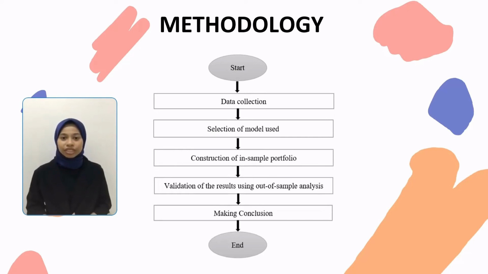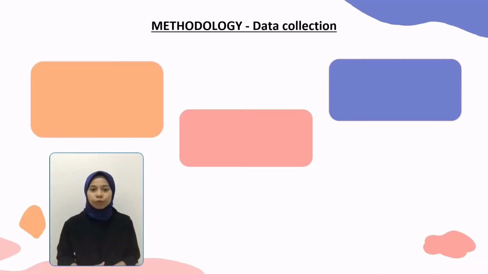This is the flowchart of this study. Start with data collection, selection of model use, construction of in-sample portfolio, validation of the results using out-of-sample, and lastly, making conclusion. We proceed to the next page, which is data collection.